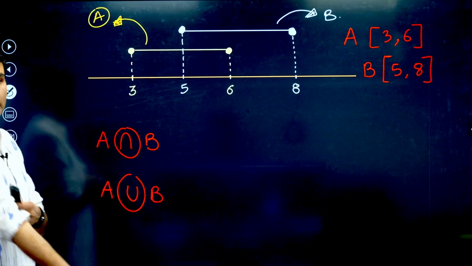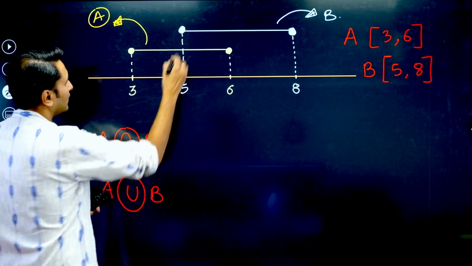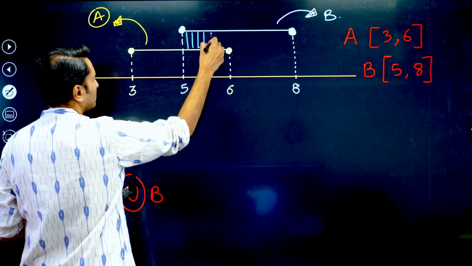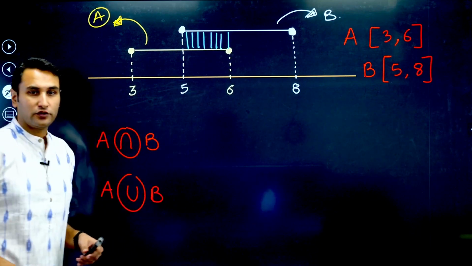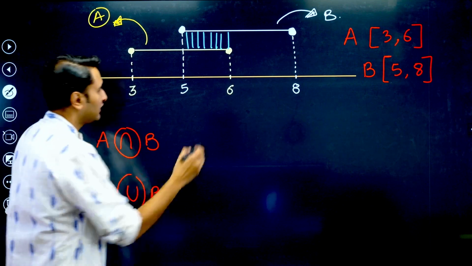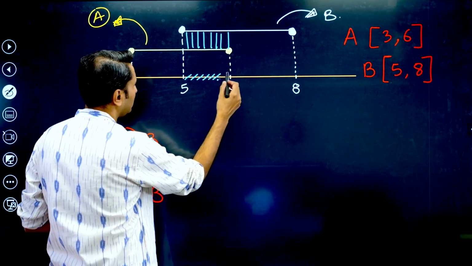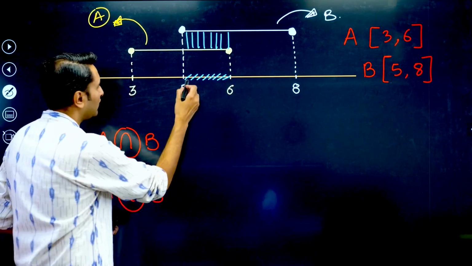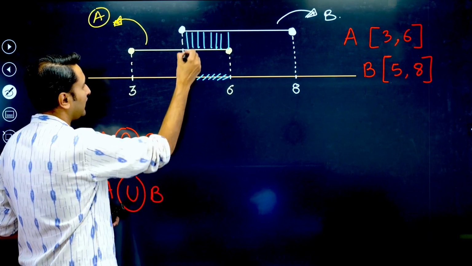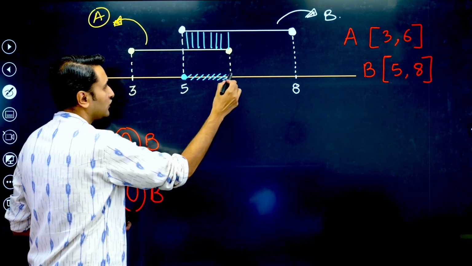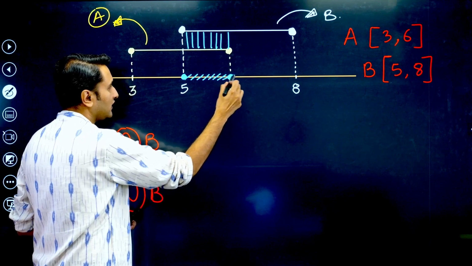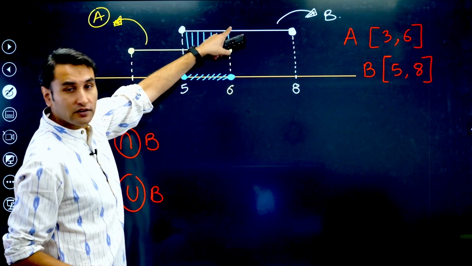What will it be? Common. This is the common between the two. Do you see? This is the common between the two, right? Which is all the numbers between 5 to 6. Should I include 5? Yes, because 5 lies in yellow as well as white. Should I include 6? Yes, because 6 lies in yellow and white.